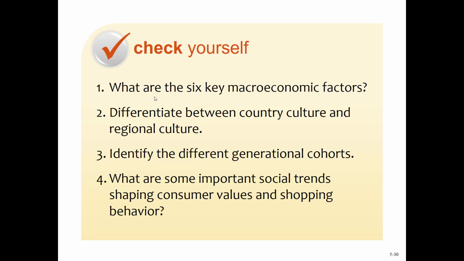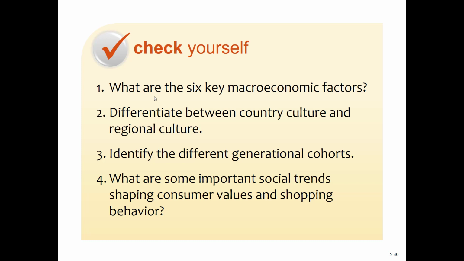We spoke about 4 different generation cohorts. They were the baby boomers, then you had Generation X consumers, you had Generation Y consumers, who are also called the millennials, and then finally you have the Generation Z consumers, who are also called the digital native consumers. Finally, what are some important social trends which are shaping consumer values and shopping behavior? We spoke about 2 different social trends. The first social trend was the health and wellness concern, and the second one was greener consumers.